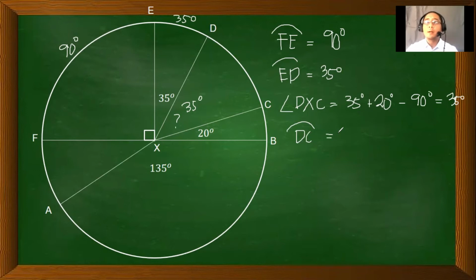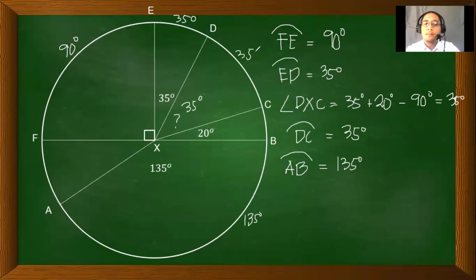Just apply the central angle theorem. All we need to do is apply that one. So therefore, angle DXC is equivalent or congruent to arc DC, which is 35. Now, how about if we will be asking for the measurement of arc AB? Arc AB is still equal to angle AXB because of the central angle theorem, which is 135 degrees. So this is 135 degrees.